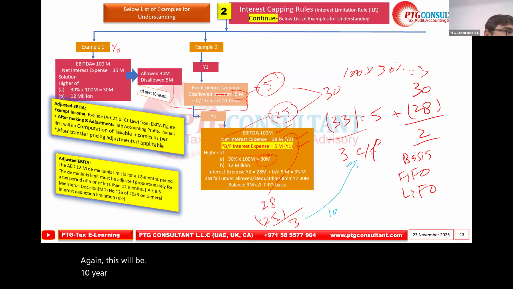Otherwise, first interest we already utilized. So again, the 10-year rule is available for this 3 million. Hope the understanding is clear. Hope this point is also clear. Hope this example is sufficient for the understanding of the concept.